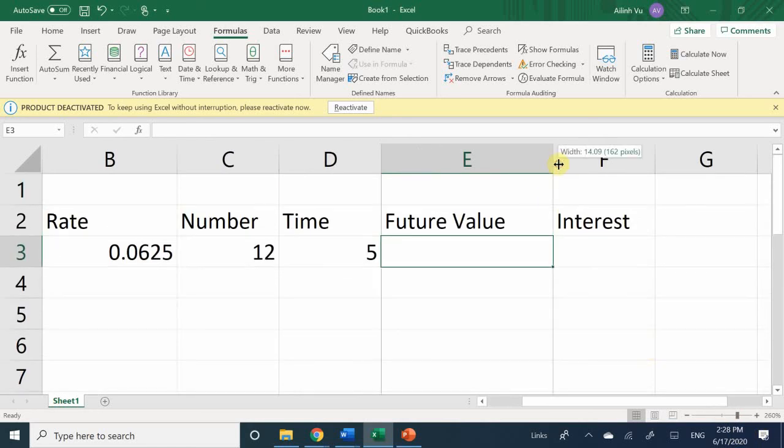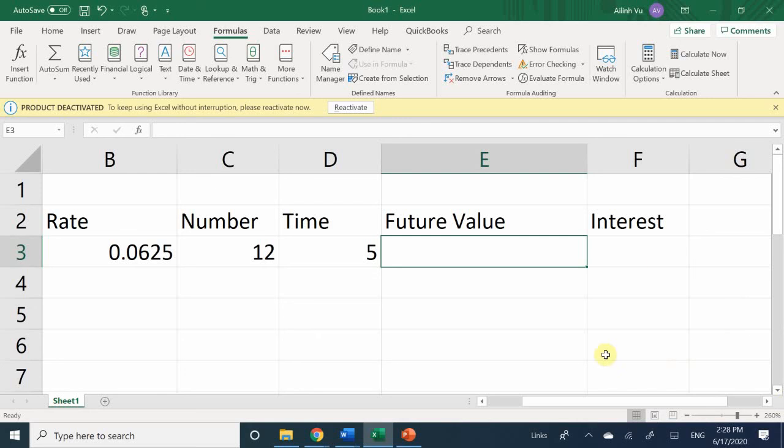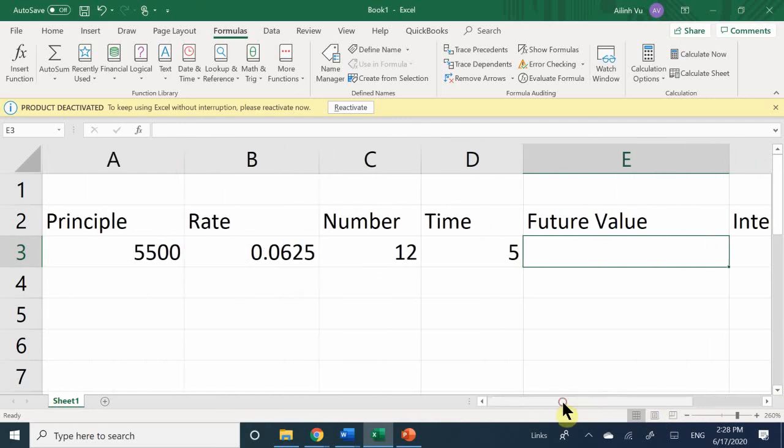Okay, so make sure that you're careful of what numbers you choose. Good. So focus here on my future value. My formula will be equal to your principal. You can type in the numbers if you like. I'm going to type it in so you guys can see before I do self-reference. So my principal is what? 5,500.